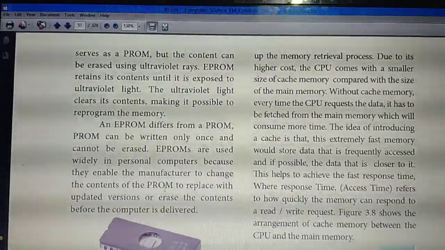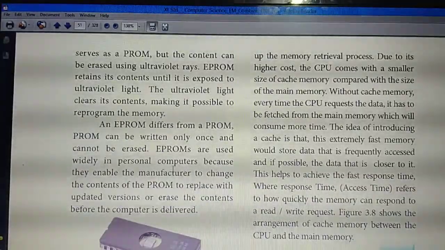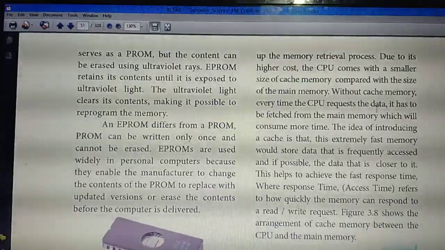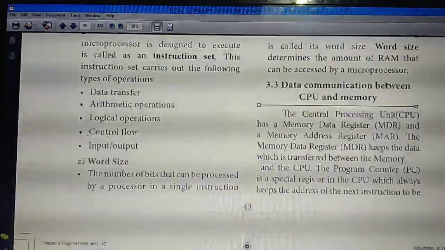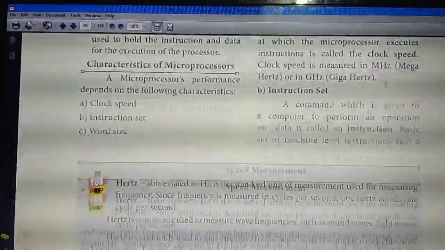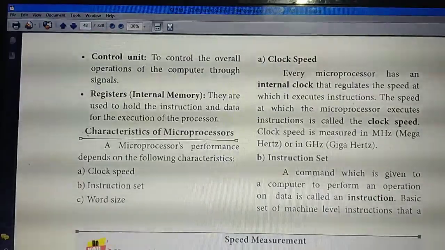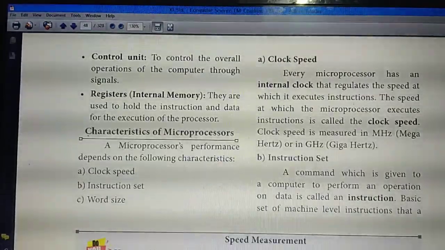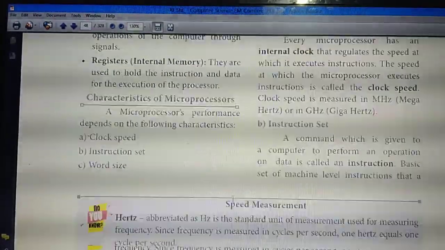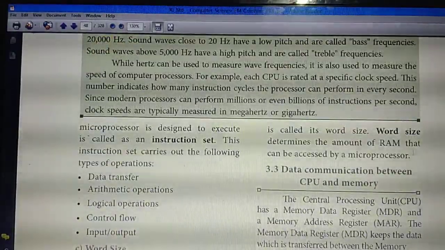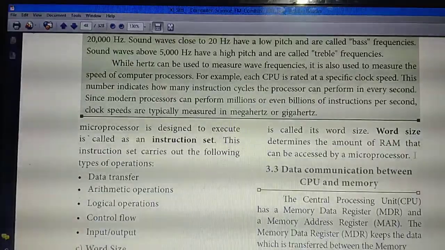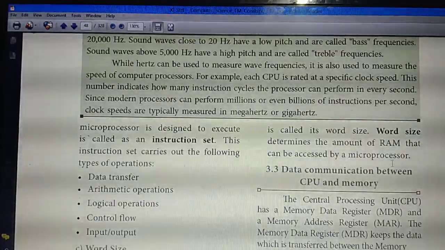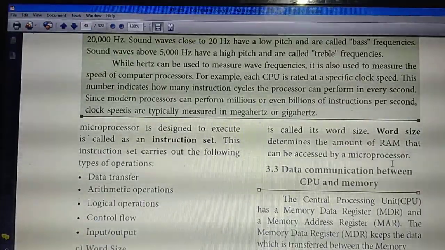Next, detail question. First detail, explain the characteristics of a microprocessor. Page number 42, characteristics of a microprocessor. Very, very important question. Okay, this one, page number 42. Here, characteristics of a microprocessor, starting from here till this, before the data communication between CPU and memory. Very, very important question.